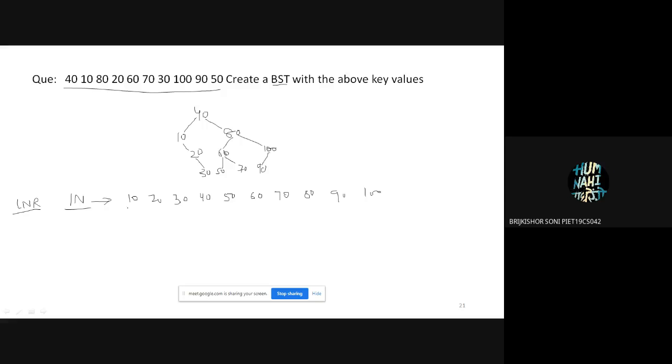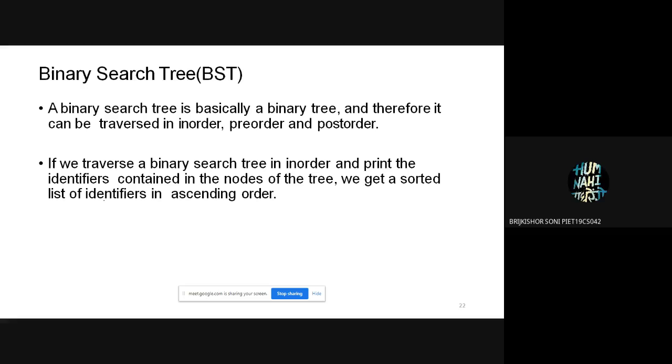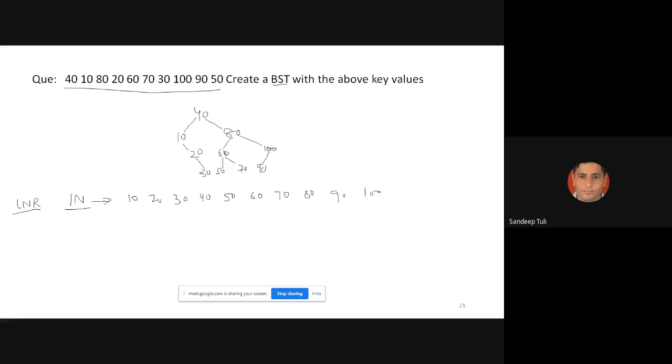In-order. Is it sorted or not? Yes sir, sorted: 10, 20, 30, 40, 50, 60, 70, 80, 90, 100. That is a property of the binary search tree. You just read the second statement: if we traverse a binary search tree in order and print the identifiers contained in the nodes of the tree, we get a sorted list of identifiers in ascending order. That is the property of the binary search tree, that whenever we print the in-order traversal of a binary search tree, it will always be a sorted list.